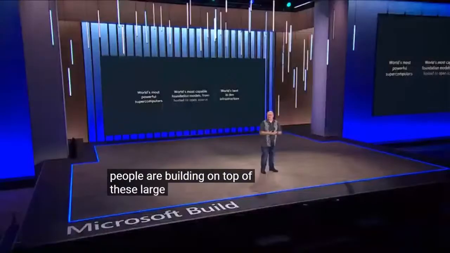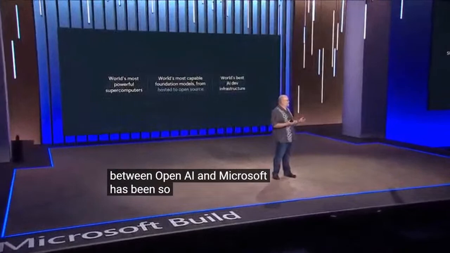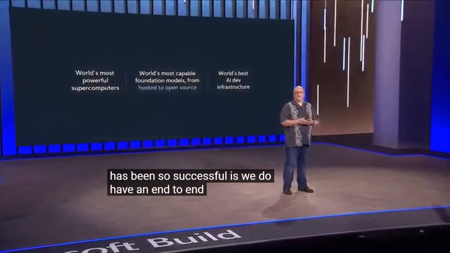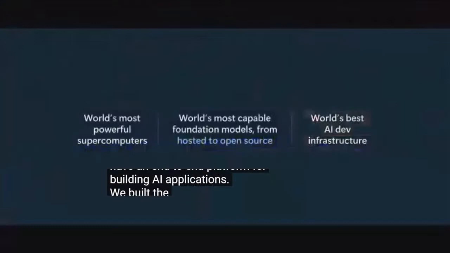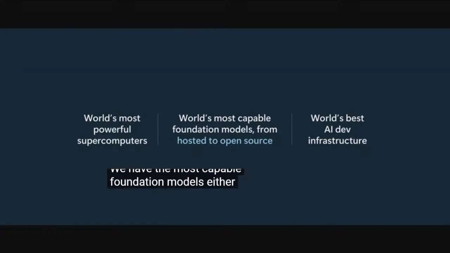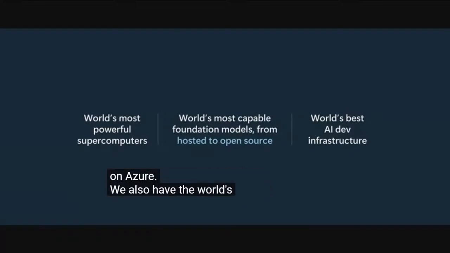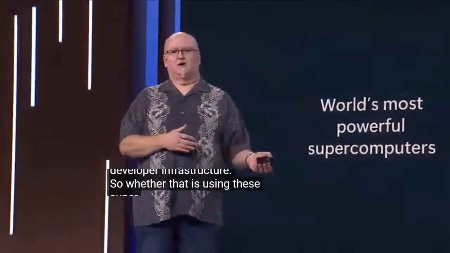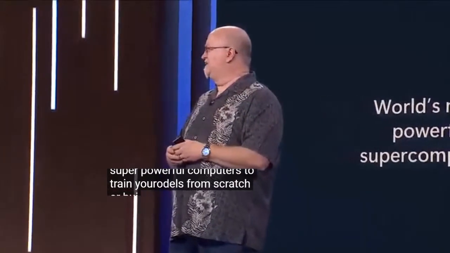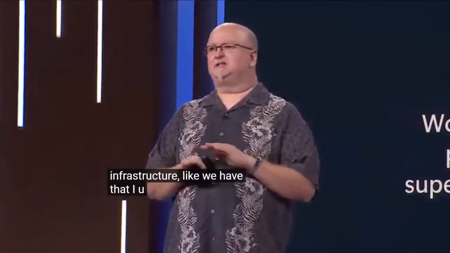The reason that this partnership between OpenAI and Microsoft has been so successful is that we really do have an end-to-end platform for building AI applications. We built the world's most powerful supercomputers. We have the world's most capable foundation models, either hosted, that we built ourselves and make available to you all via API, or open source, which run great on Azure. We also have the world's best AI developer infrastructure. So whether that is using these super powerful computers to train your models from scratch, or to build these applications that we're going to be talking about at Build this year on top of that infrastructure, we have that end-to-end platform. And you're going to hear a ton about it today and tomorrow.